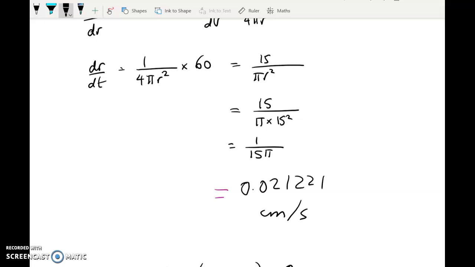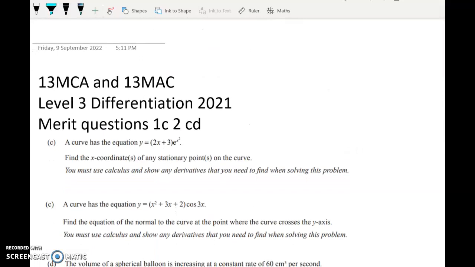Because I'm looking at the radius, which is a length, so it's going to be centimetres, and the unit of time here is seconds. Okay, so that's 3 merit questions done. I'll do the last couple. I think there are 2 in question 3, and then I'll start on the excellence problems later on tonight.